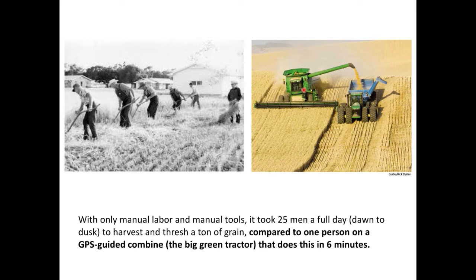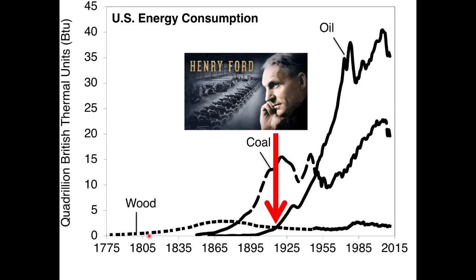And in 6 minutes, one person in a GPS-guided combine, you can almost see the legs of the person sitting here, one person can harvest and thresh a ton of grain in 6 minutes compared to 25 men taking an entire day to do this prior to the invention of combustion engines. So again, the theme here is we're harnessing energy in the form of fossil fuels to do work faster than humans can do it. And it's not just faster, it's much faster.